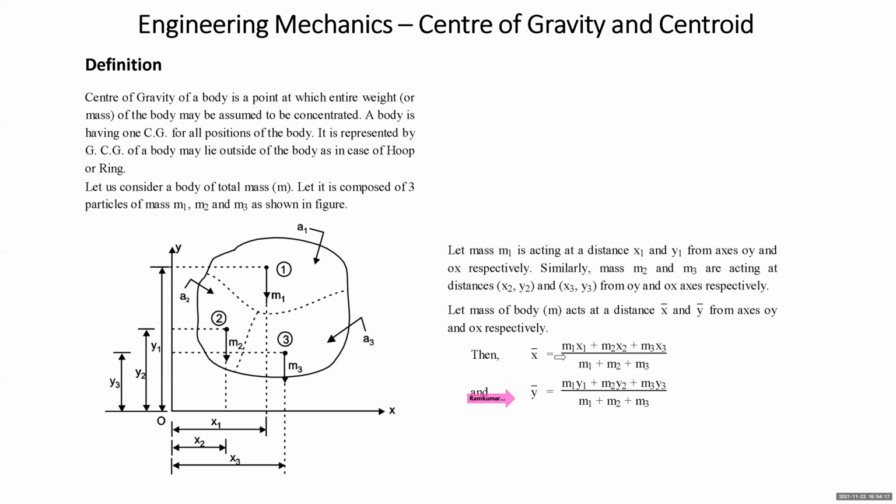What is m1, m2, m3? Once again, m1, m2, m3 are the masses of the three particles or three parts. x1, x2, x3 are the x coordinates of the respective CGs of the parts. y1, y2, y3 are the y coordinates of the respective CGs of the parts. This is our understanding at the previous level. Now we will move to the next slide.